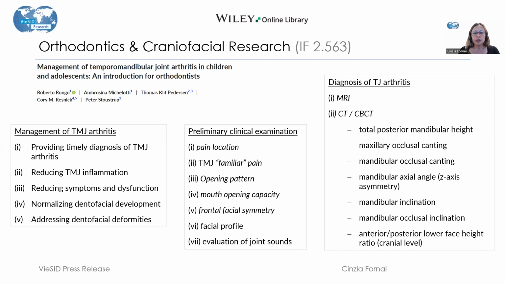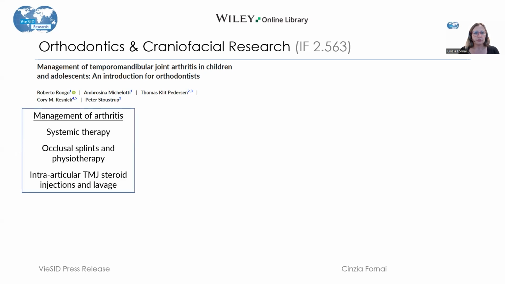The authors recommended the use of MRI for evaluation of disc position, as well as CBCT or CT to evaluate the dentofacial deformities. They listed also a series of suitable morphometric parameters and they went on providing suggestions for management of arthritis symptoms, including a systemic therapy for reduction of body inflammation, occlusal splints, and physiotherapy. Rongo et al.